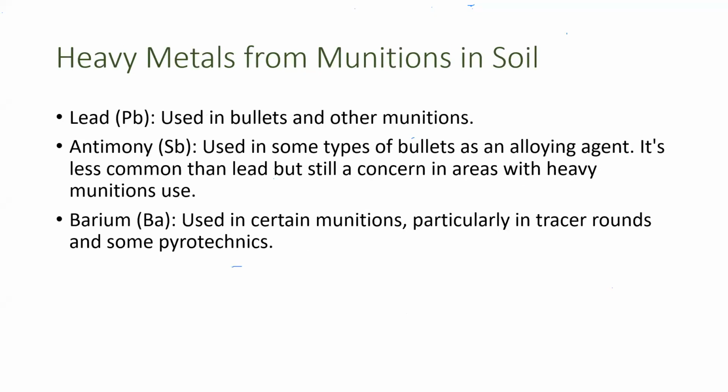There are heavy metals associated with munitions in soil, for example, lead, which is used in bullets and other munitions, antimony or SB, which is used in some types of bullets as an alloying agent. It's less common than lead, but it's still a concern. And barium, Ba, which is used in certain munitions, particularly in tracer rounds and some pyrotechnics.